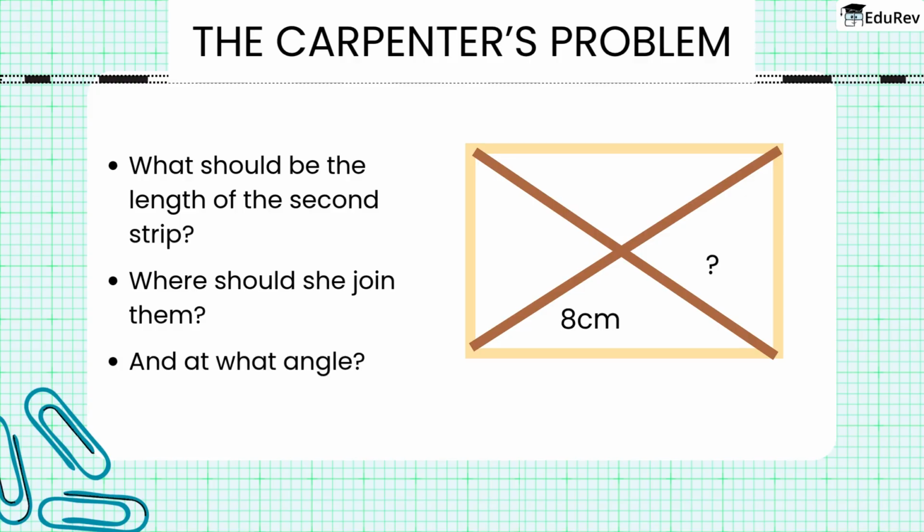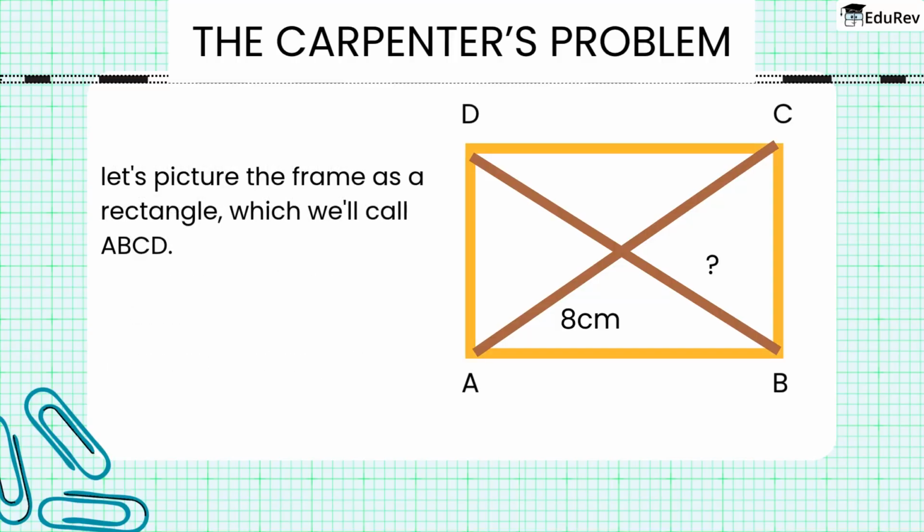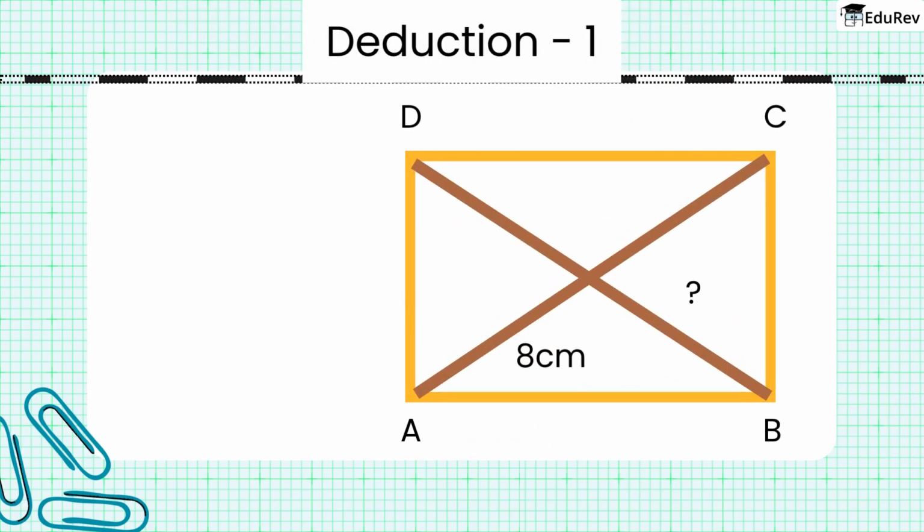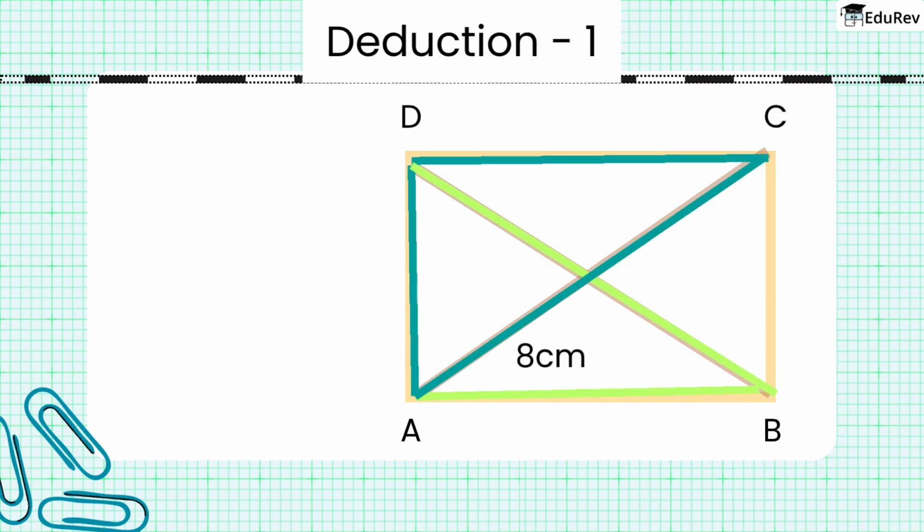And at what angle? To solve this, let's picture the frame as a rectangle, which we'll call ABCD. The two wooden strips are its diagonals, AC and BD. Deduction 1. What is the length of the other diagonal? Let's use some geometric reasoning. Consider the two triangles the diagonal creates, triangle DAB and triangle ADC.